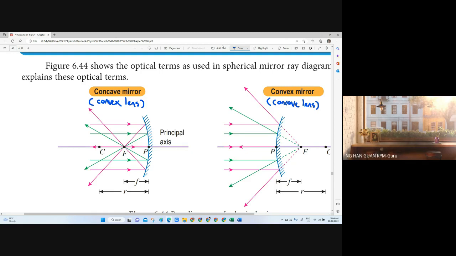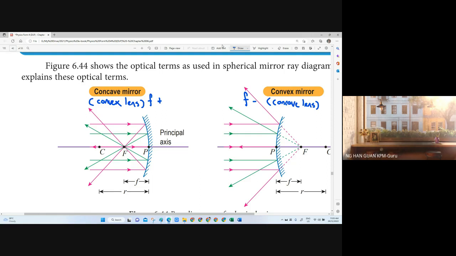So when you see a concave mirror and apply the lens equation, you make it similar to the convex lens, which means f is the real focus, so f is positive. But the convex mirror is just acting like the concave lens in our calculation, so f will be the virtual f, which means f is negative.